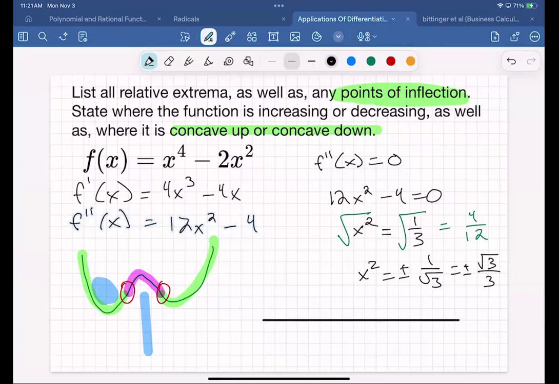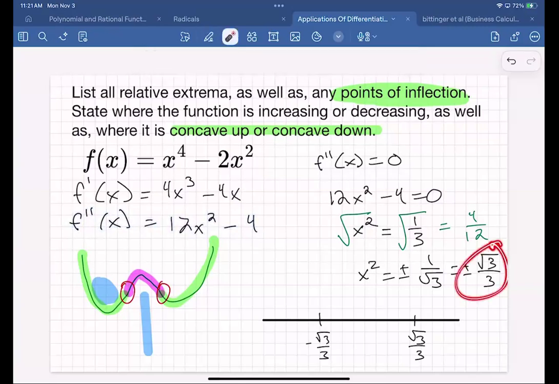And the numbers we're going to focus on now are the negative square root of 3 over 3 and the positive square root of 3 over 3. And please understand, if you want to leave it as 1 over the square root of 3, I wouldn't make a big deal about that because your calculator can handle it either way. But when you go to the textbook, you're probably going to see it in that rationalized form. So just make sure you understand that.